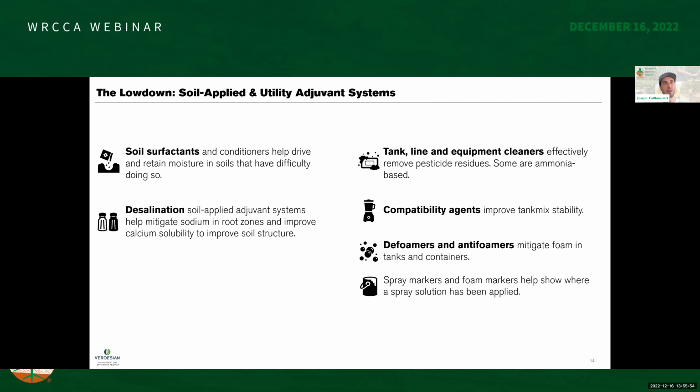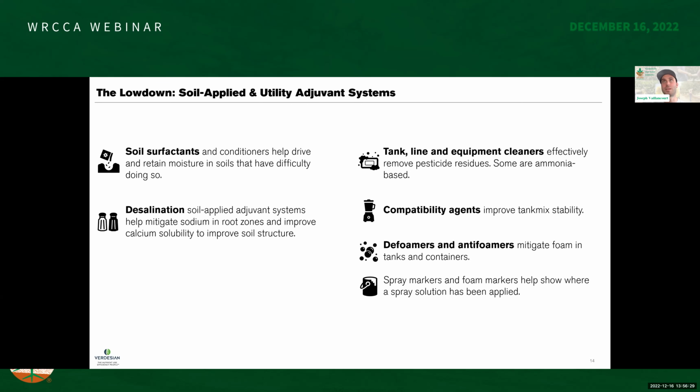Desalination products, I know this can be an issue in some parts of the West as well. These are soil applied adjuvant systems, and they really just mitigate that sodium in the root zone, and help break apart those calcium deposits that you'll see, those white bumps all around in those saline soils. Desaltis is probably the best known brand out there, from Aquatrols, and that really is probably the best desalinant adjuvant system that I've seen.